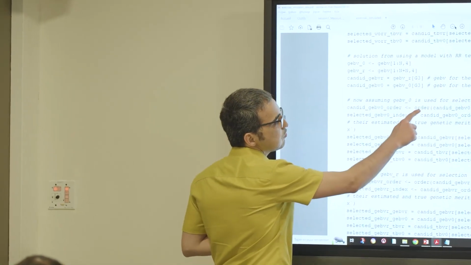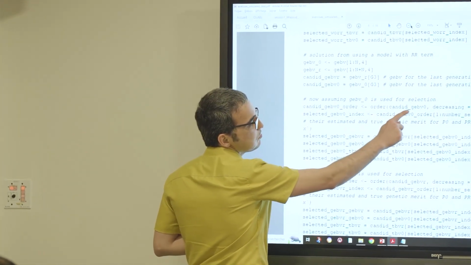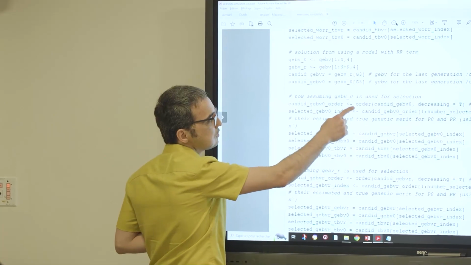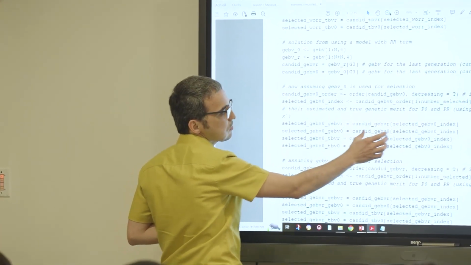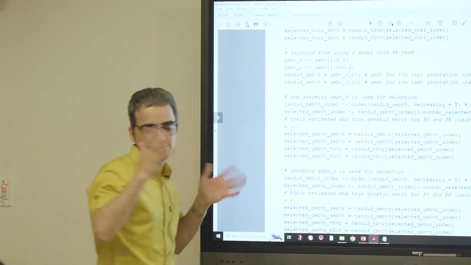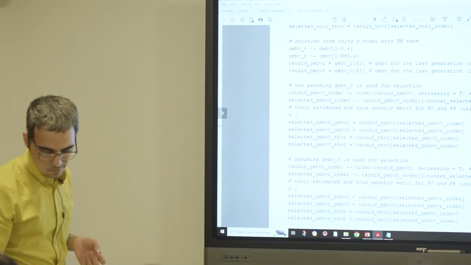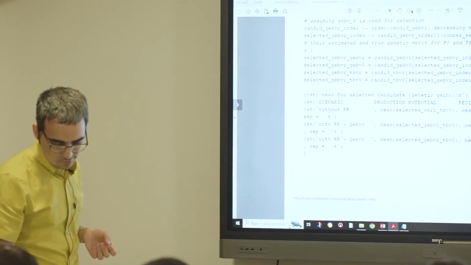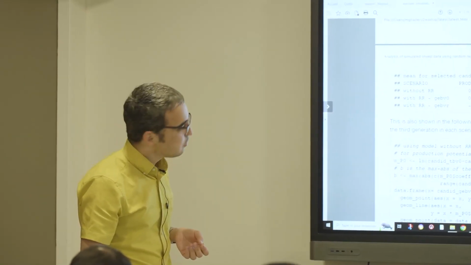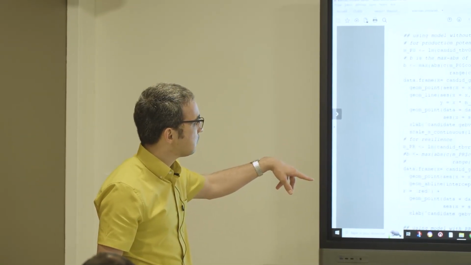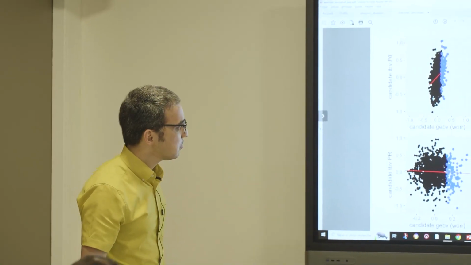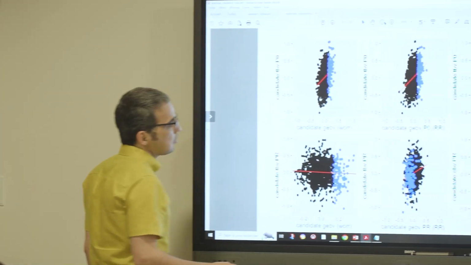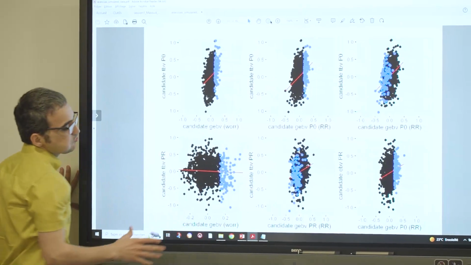And then, with order, I'm sorting the candidate GEBV, and based on that index, I'm selecting only the top, let's say, 10%. So we'll get a number here, but I'll get back to that number later on. Let's see the plots first. This code is all doing is producing these plots, which are these 2 scenarios. So let's look at these 2 plots first.